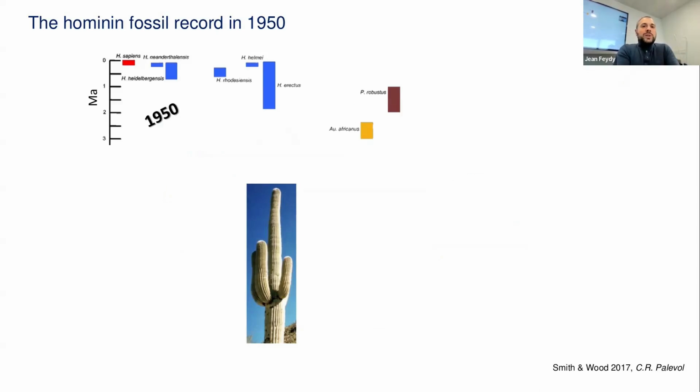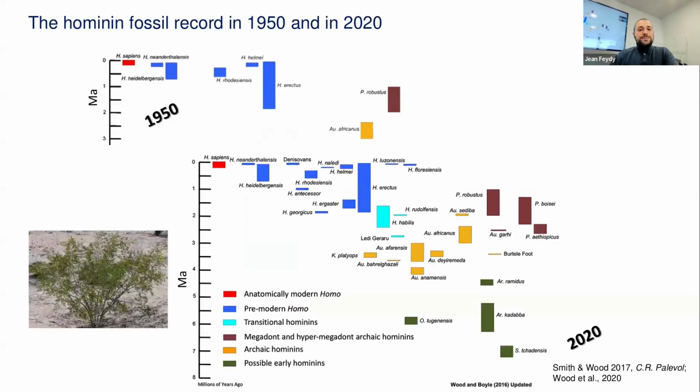How was the hominin fossil record in 1950? So what we knew at that time was very limited. There was Homo sapiens, our own species, of course, in red, but also a few other species like Neanderthals and Homo erectus, and only two very ancient hominins, Paranthropus here and Australopithecus in yellow, were known, with only a single species for each genus. So our view of human evolution was quite linear and like a cactus tree with very few branches. Nowadays, it's more similar to that.